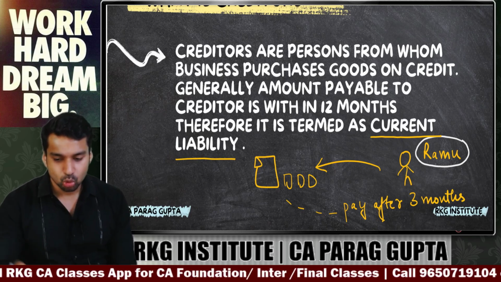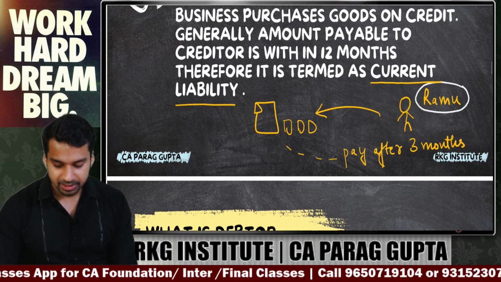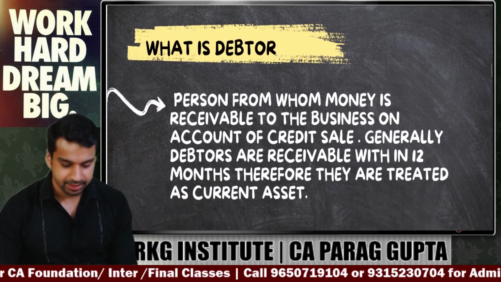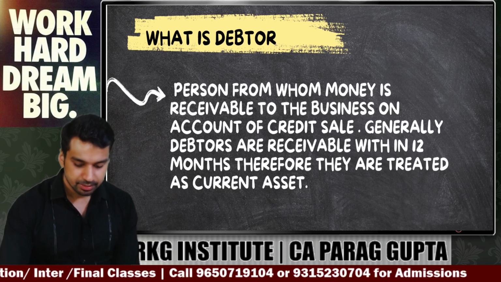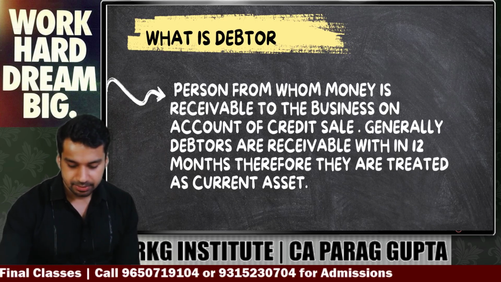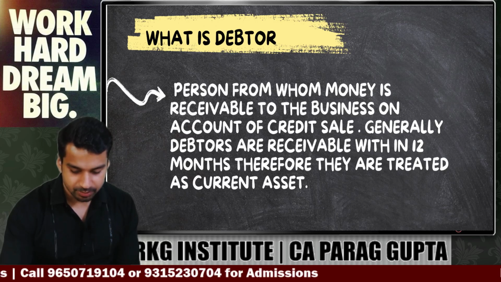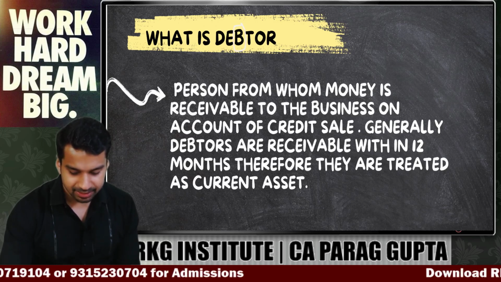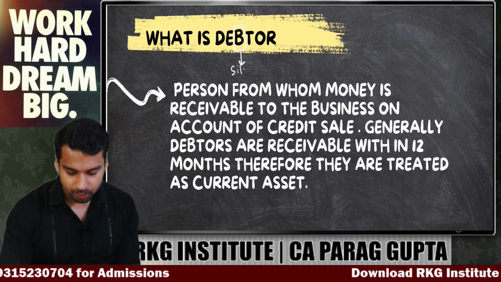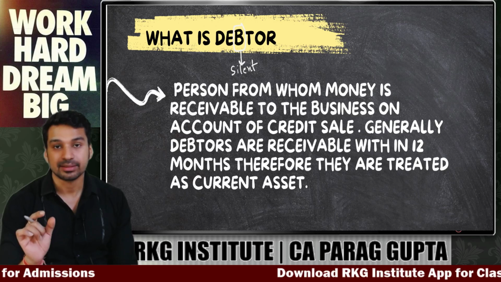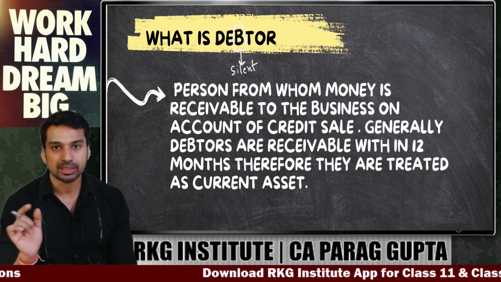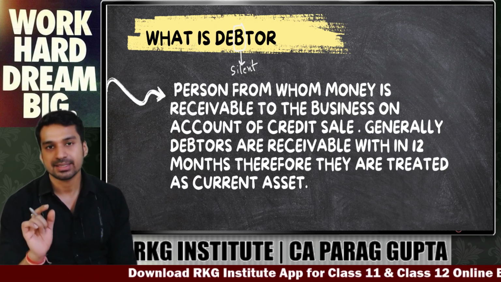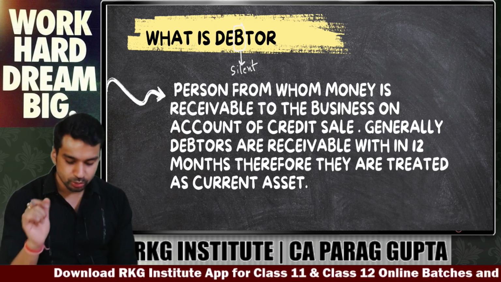If I reverse this whole story, then there becomes the next term, that is debtor. Here, while pronunciation B is silent. So remember, B is silent here. So we pronounce it as debtor, D-E-T-O-R. But while writing, we will write as D-E-B-T-O-R. So who is a debtor?